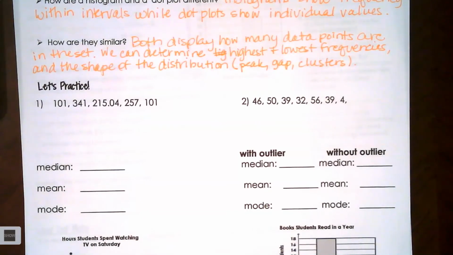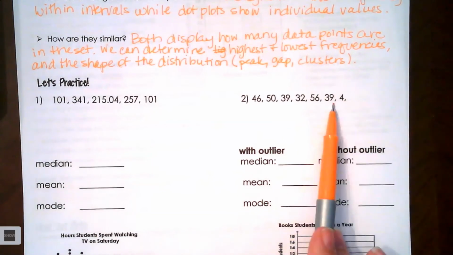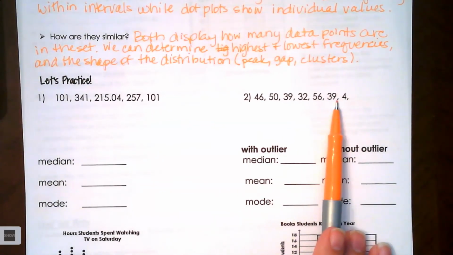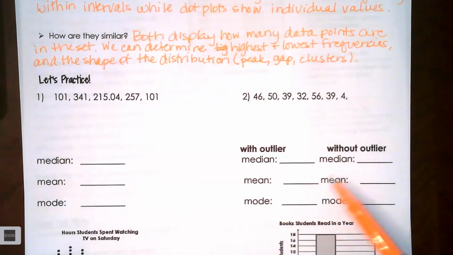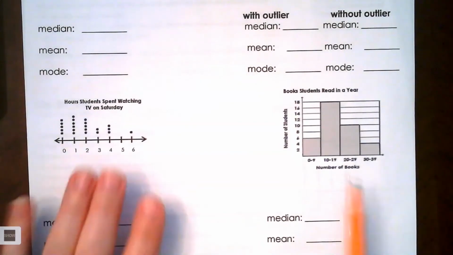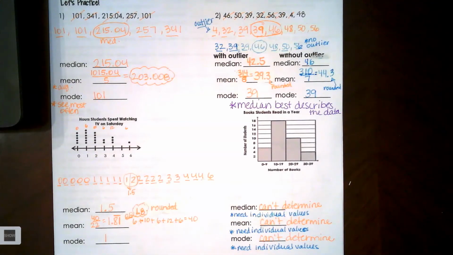Alrighty, so here we just have a set of data and another set of data, and we just are going to practice finding the measures of center. And then over here we're also going to find the measure of center with and without the outlier, just as practice to review. And then we're going to also use the displays to find the mean, median, and modes. Okay, since this is review, I am going to have you pause the video and come back when you're finished to check your work. Oh, welcome back.